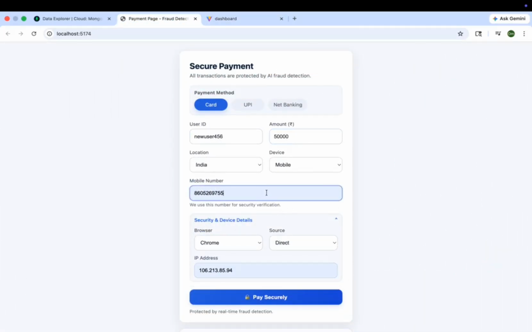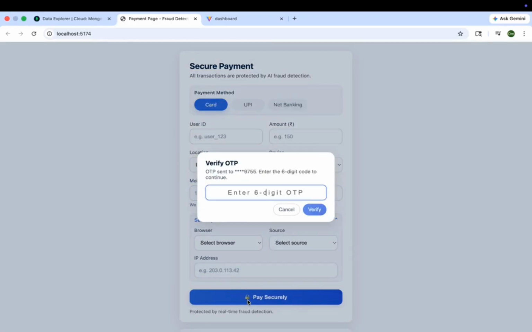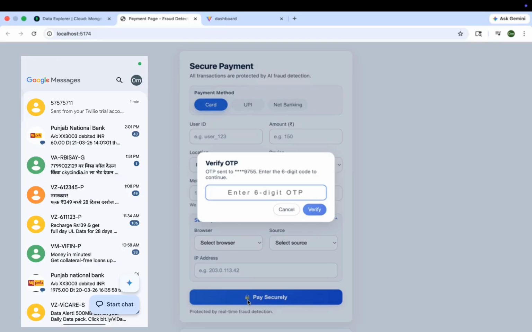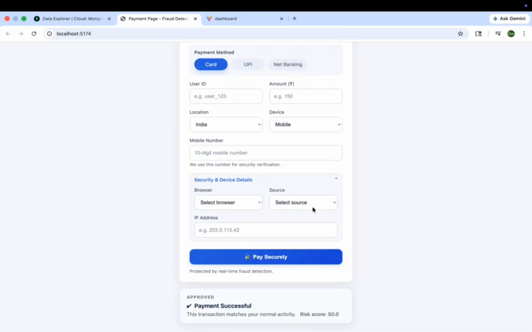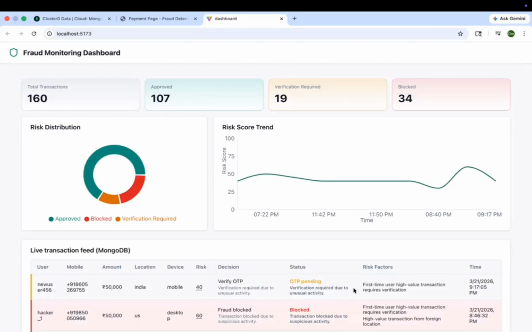Since the transaction is marked as high risk, the system adds an additional layer of security. An OTP is sent to the user's registered mobile number. The user enters the OTP and the system verifies the identity. Once verification is successful, the transaction is allowed to proceed and is completed securely. The dashboard updates the final decision in real time, ensuring both security and usability.